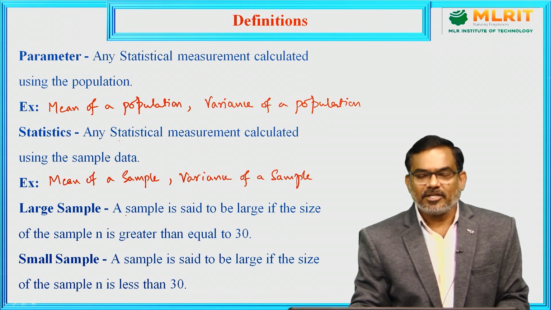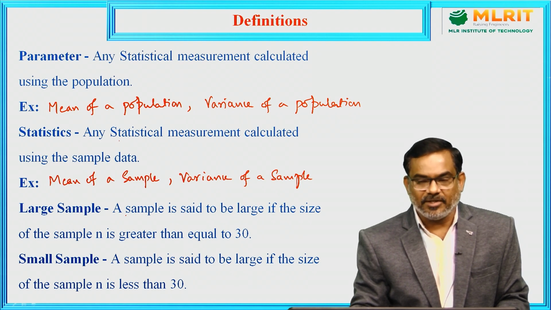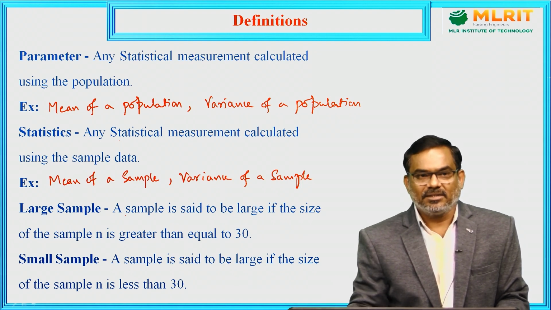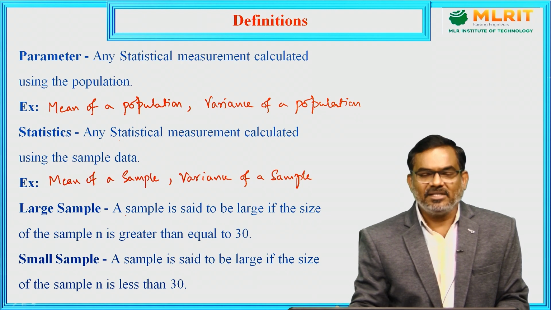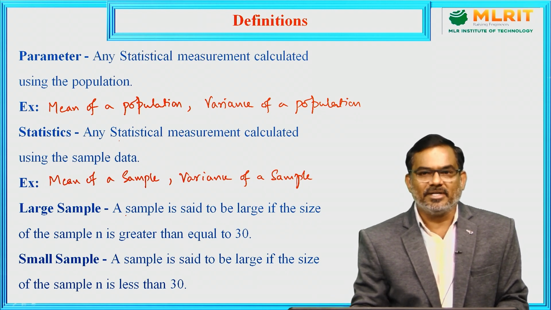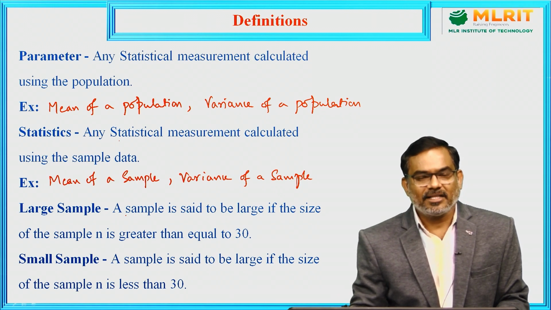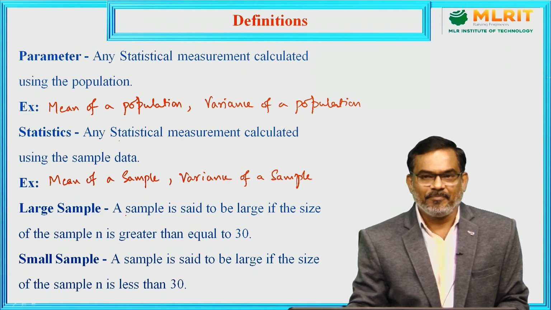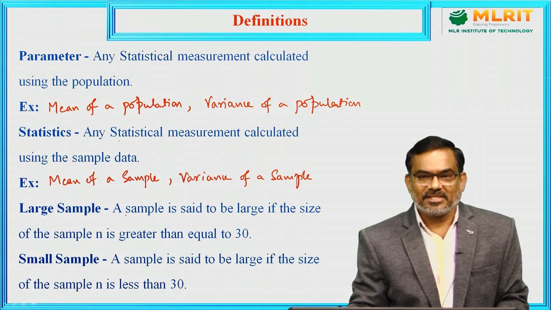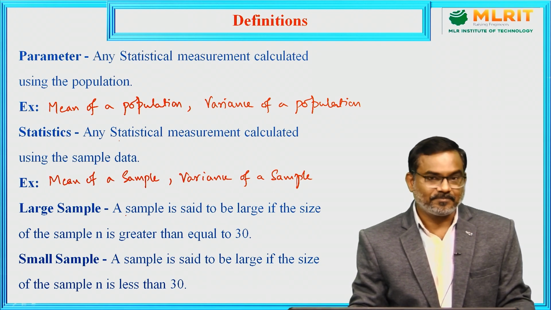Next, large sample. A sample is said to be large if the size of the sample n is greater than or equal to 30. So including 30, the sample is said to be large sample. Size of the sample means the number of elements considered in the sample. So if there are greater than or equal to 30 elements in a sample, then it is said to be a large sample. Next, small sample. A sample is said to be small if the size of the sample n is less than 30. So up to 29, the sample is said to be small sample.